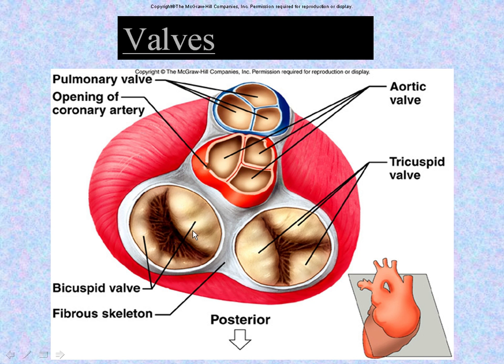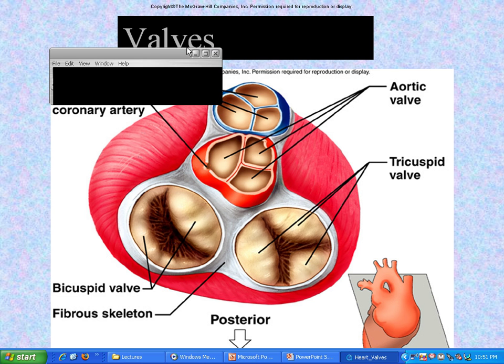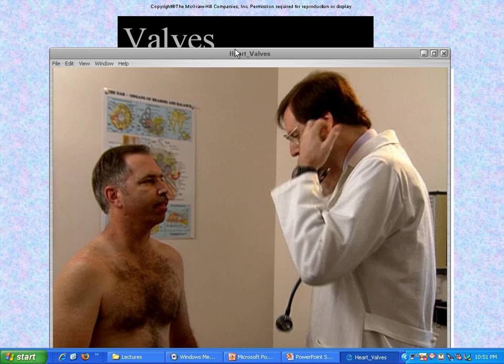Here's the bicuspid valve, right? This is the left AV valve. This is the right AV valve, known as the tricuspid valve. And then here are two semilunar valves, pulmonary semilunar here, aortic semilunar here. So remember, as we were talking about again, these valves are going to work together to make sure that there is a one-way flow of blood through the heart.